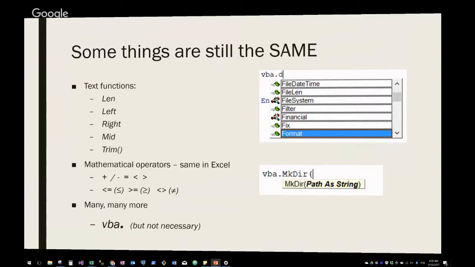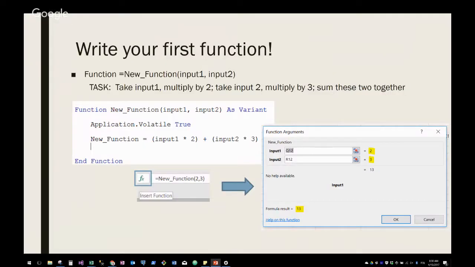Okay, let's get to the fun part. Let's write our first function here. So we're just gonna do something very simple, just so you can kind of see it. We're gonna take input 1, multiply by 2, take input 2, multiply it by 3, and then we're gonna sum the two together, okay?